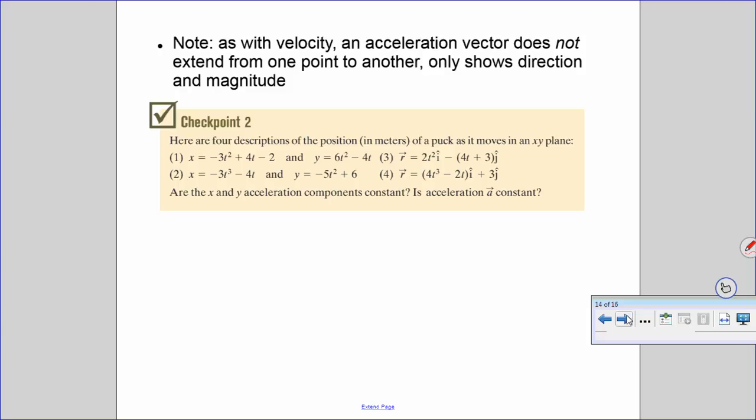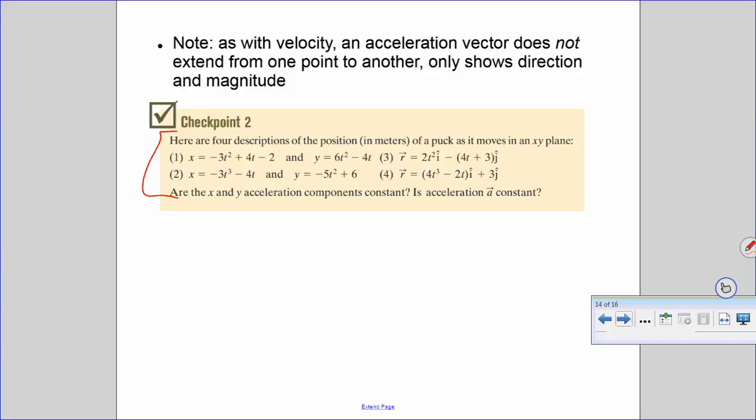All right. So let's take a look at this. This is again one of those book examples, and then we'll go back to the drone example. The book example says here are 4 descriptions of the position in meters of a puck, so presumably a hockey puck, as it moves in an XY plane. So there's 1, 2, 3, 4 different ways of describing it. And then it says, are the x and y acceleration components constant? Thoughts about how we would find that?